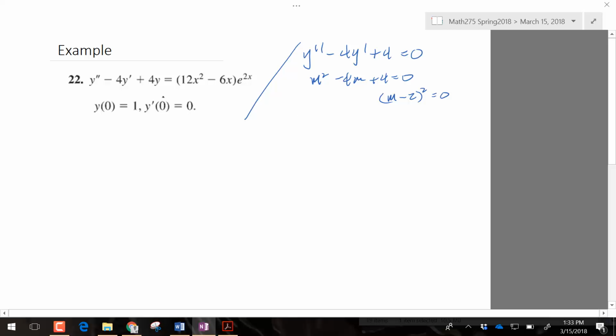We got our solution. y1 is equal to e to the 2x, and y2 is going to be x e to the 2x.